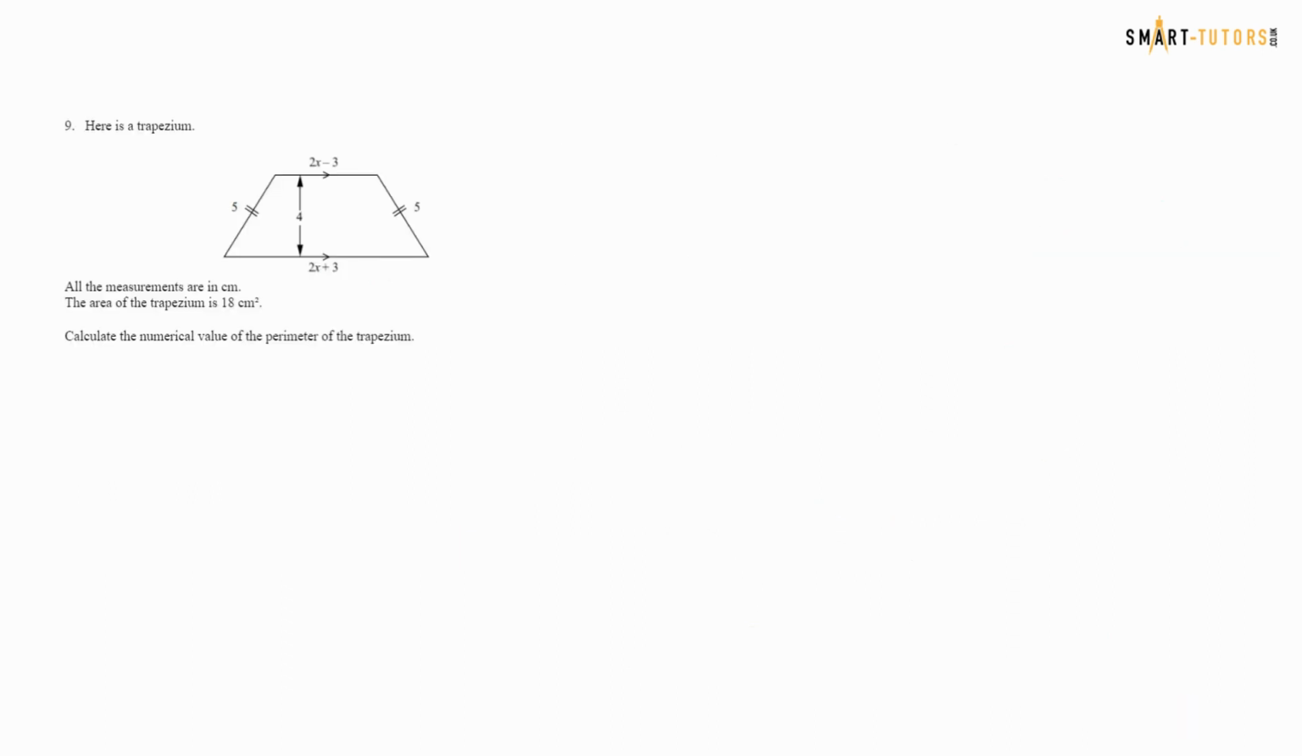Question number 9. Here is a trapezium. All the measurements are given in centimeters. The area of the trapezium is given as 18 centimeters squared. That is the relationship given. The area is connected with the measurements given. Calculate the numerical value of the perimeter. So first of all, the area equation for a trapezium is half a plus b times the height. So the height is 4, a is 2x minus 3, b is 2x plus 3.